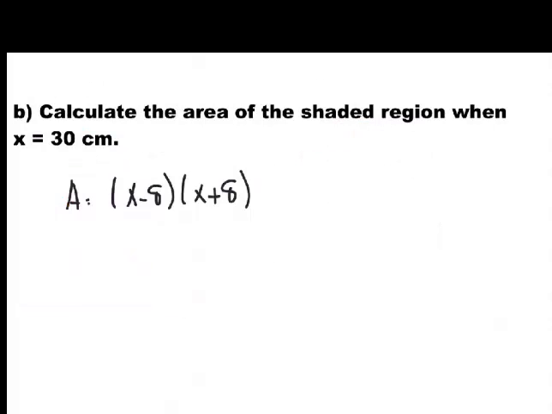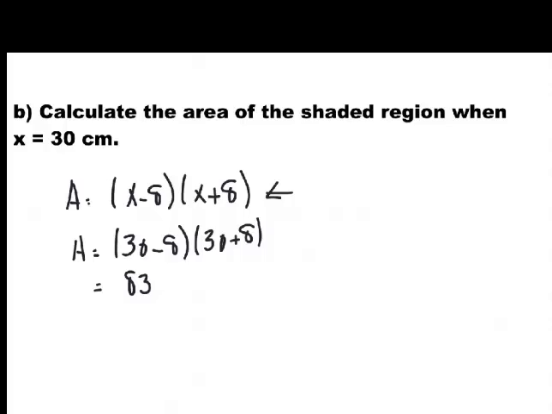The next part of the question says find the area of the shaded region when x is 30. So this was the area we found, so I just sub 30 in the equation. I get a is 30 minus 8 times 30 plus 8. If you simplify and use your calculator, you get the area is 836 square centimeter.